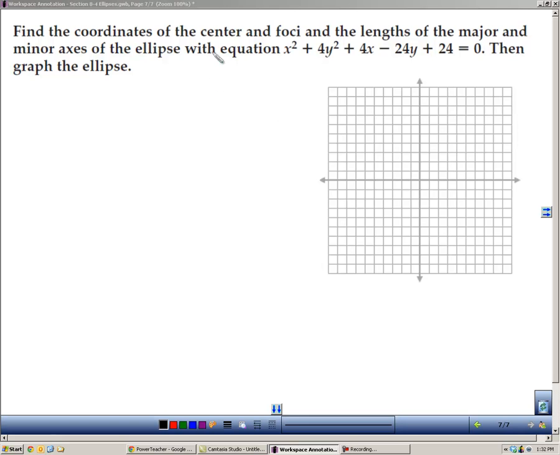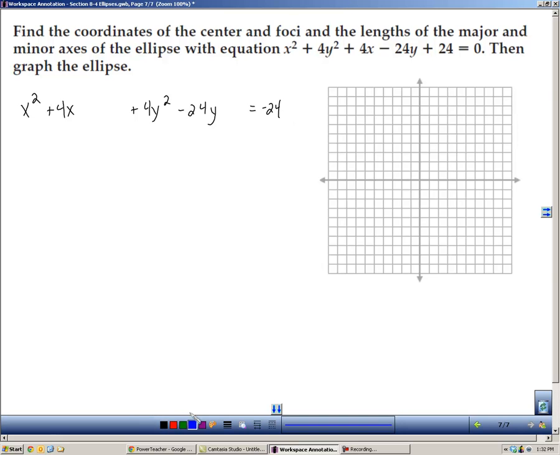Here's another example. I have to find the center, the foci, the length of the major and minor axis, and then finally graph it. However, this one is not in the standard form for an ellipse, so I'm going to use completing the square to get it into standard form. So I'm going to group all the x's together, leave a space. The 4y squared minus 24y, again leave that space. And then I'm going to move the 24 by subtracting it to the other side.